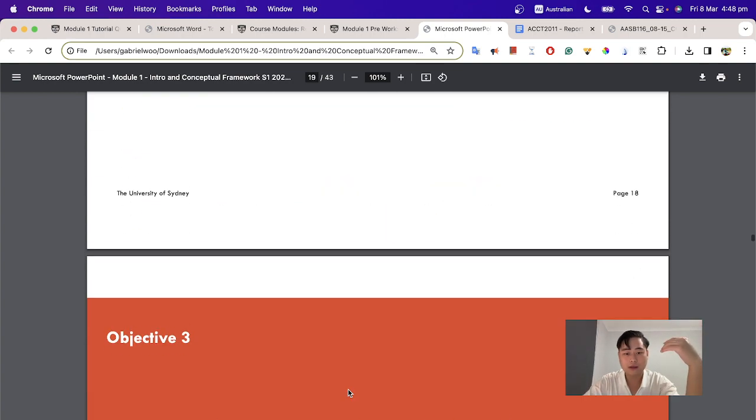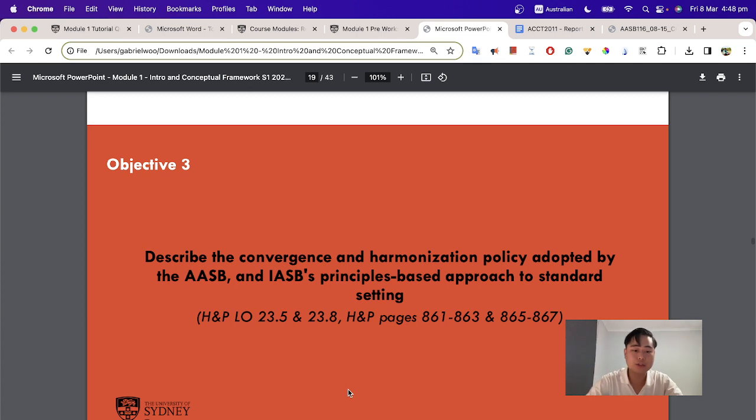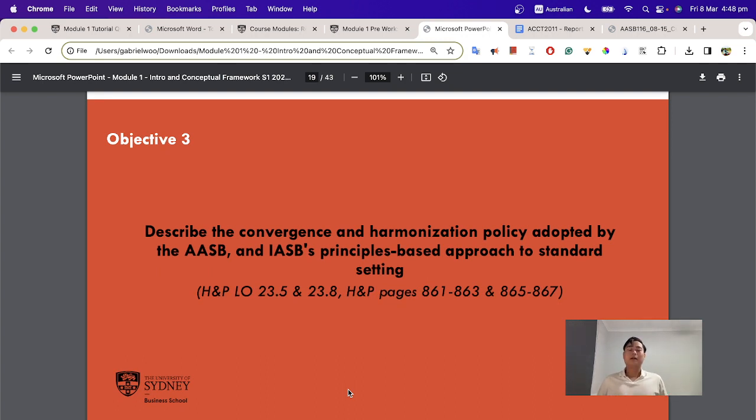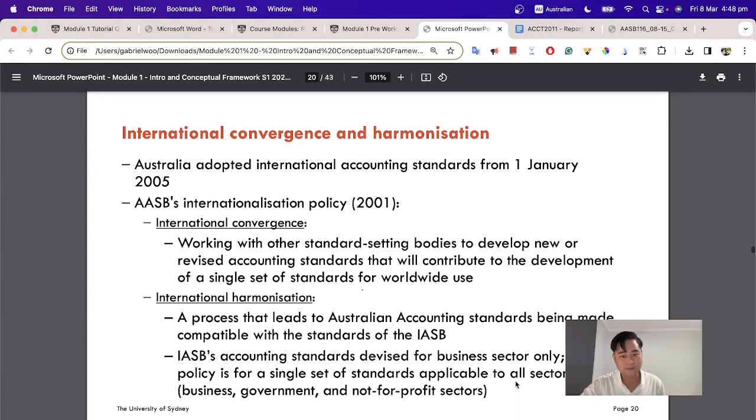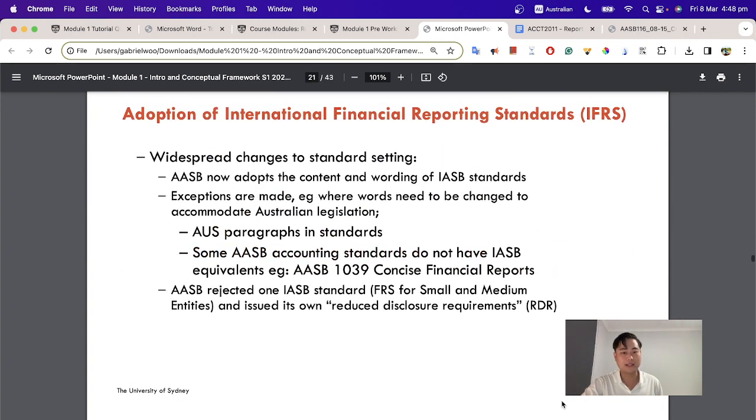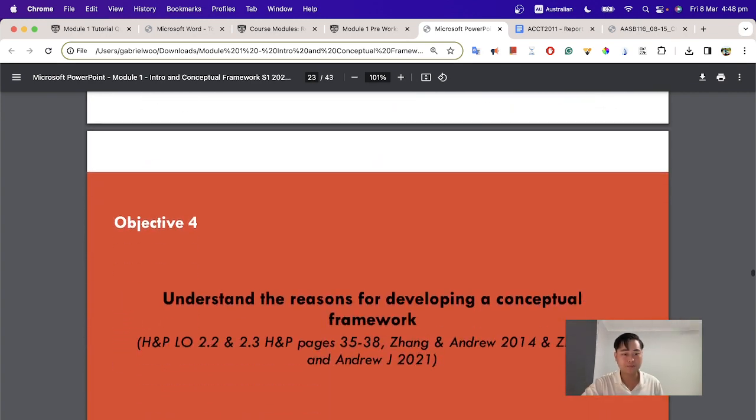What is ahead? Okay. Learning Objective 3: describe the convergence and harmonization policies adopted by the AASB and IASB. So once again, it is ideal that internationally all financial reports follow the same reporting policies. However, that is unrealistic, and in recent years, local accounting standards boards have been converging and harmonizing local policies so that they are more in line with international standards. And this is just what that is, the IFRS. We've been talking about that.